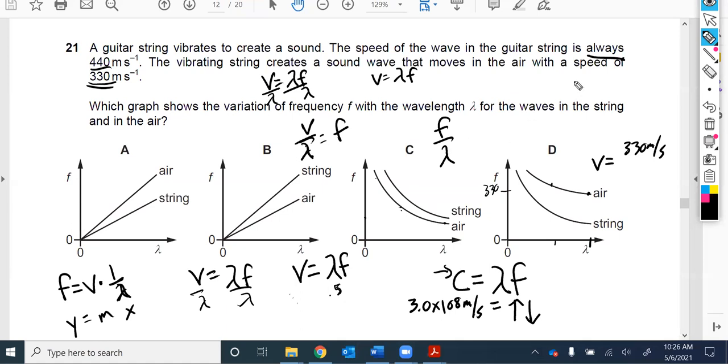If you took velocity equal to wavelength times frequency, and you divided everything by velocity, you have 1 equals this over that. Frequency is inversely related to the wavelength.